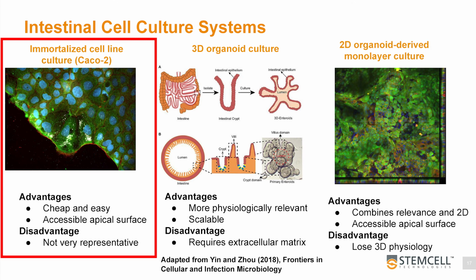Immortalized cell line cultures, for example, CACO2, are considered to be a gold standard in the intestinal field. It is a highly published model system and is grown as epithelial monolayers. This allows ease of access to the apical surface, which can be advantageous for applications like infections. The limitation of this culture system is that it is a homogeneous cell population. Therefore, these monolayers cannot recapitulate the diversity of cell types in the normal intestinal epithelium.